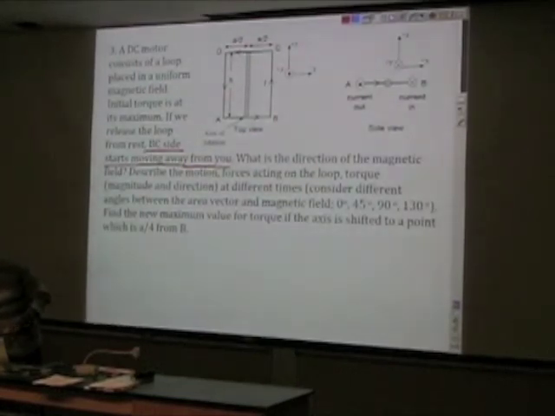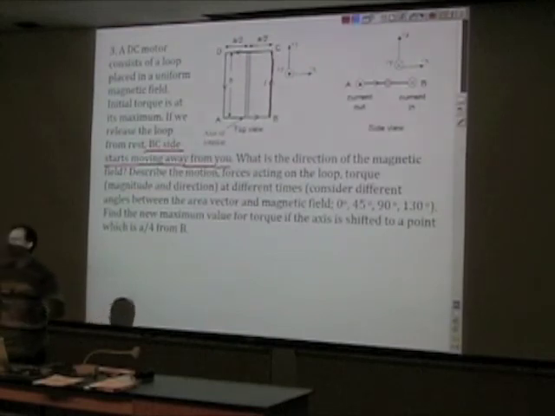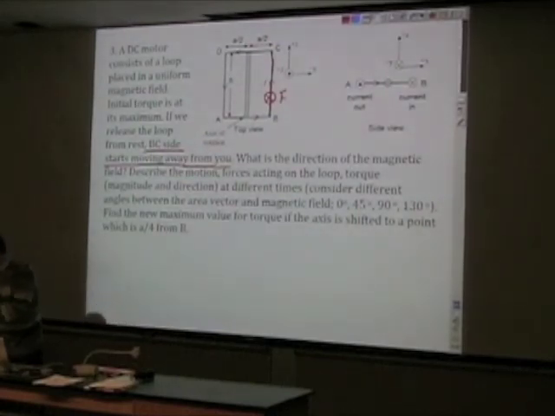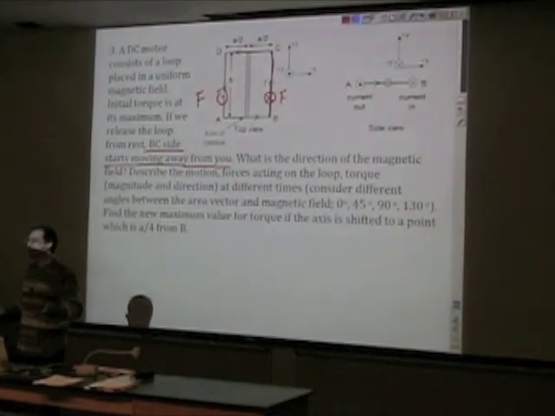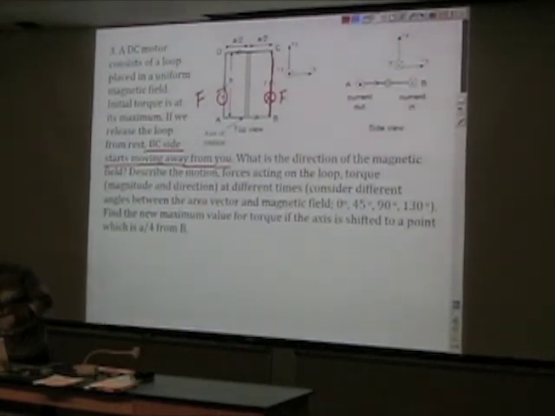Well, first of all, this is the side BC. When you release the loop from rest, and this side starts moving away from you, so it moves down. That means the force acting on this part of the loop points down. That means the force acting on this part of the loop points up. So this is how it starts moving. And now, what does it tell us about magnetic field? Well, magnetic field is related by the right-hand rule to the direction of the current force.